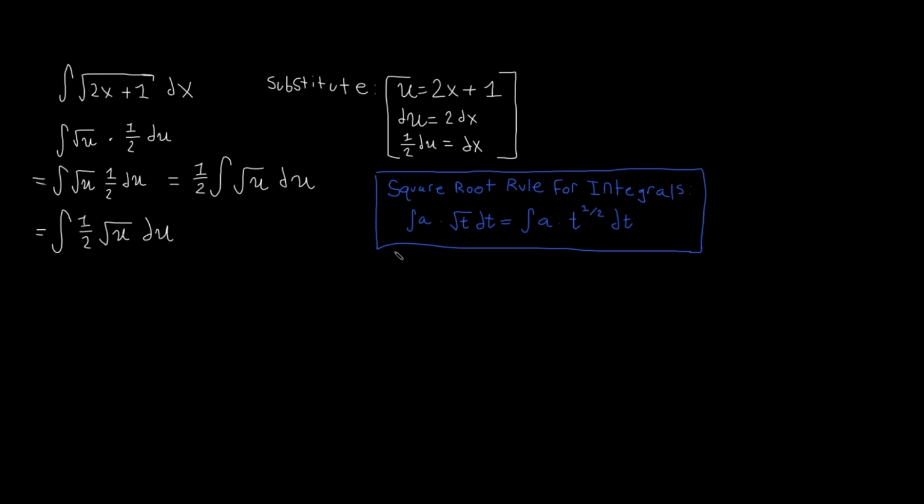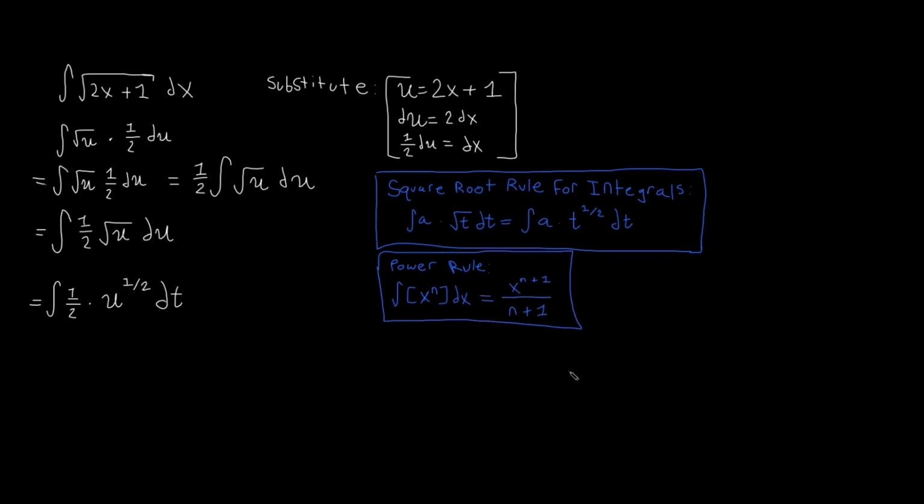All right, now check this out here, because this is the square root rule for integrals. Here, a is 1/2 and t is u. So let's apply this. All right, so now we have the indefinite integral of 1/2 times u raised to the power of 1/2. Okay, so now what? Now we'll apply the power rule for integrals. This right here is the power rule for integrals. So our x is going to be u and our n is going to be 1/2.